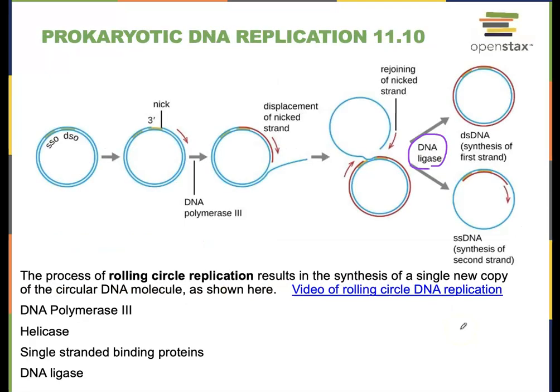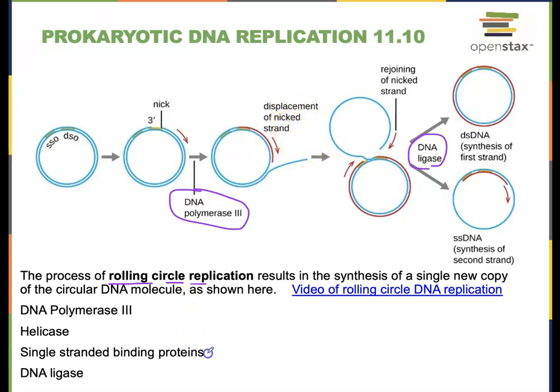All right, what's different about a circle, right? When we talk about prokaryotic DNA replication, it's called rolling circle replication. Basically you have an area where this double-stranded molecule is nicked, so it just breaks open slightly. And then your DNA polymerase comes in and it copies the DNA, right? So look at this blue one that's coming out. It's a displacement of the nicked strand. So the nicked strand comes out like this.